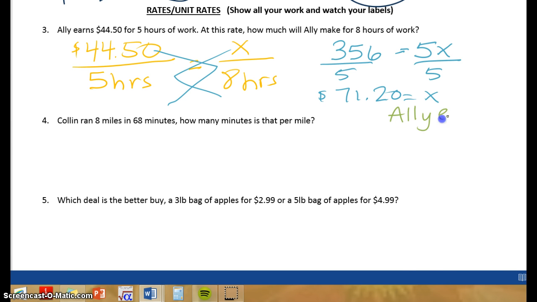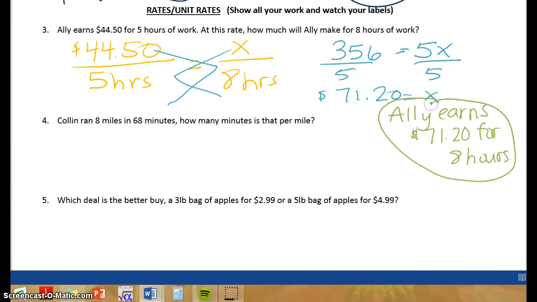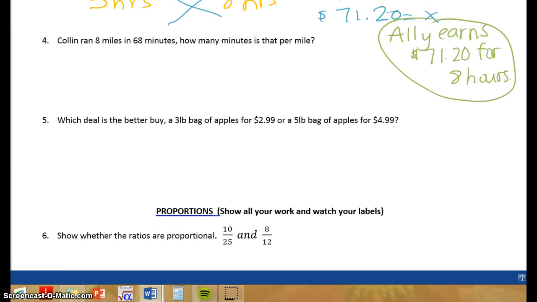Allie earned $71.20 for 8 hours. We have to make sure we write in a complete sentence since it is a word problem. Next problem tells us, Colin ran 8 miles in 68 minutes total. So how many minutes is that per mile?